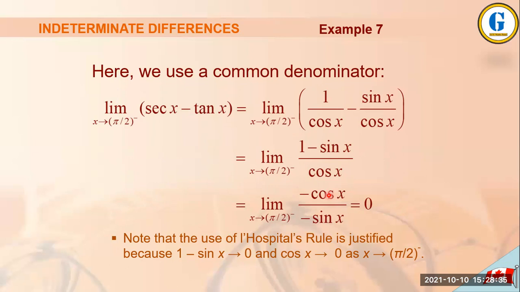So we can now have cot x as x tends to 90, and that is cos 90 over sine 90. What is cos 90? Cos 90 is 0. Sine 90 is 1. 0 over 1 is 0. So this is what we do for this rule. So note that the use of L'Hopital's rule is justified in this particular case.